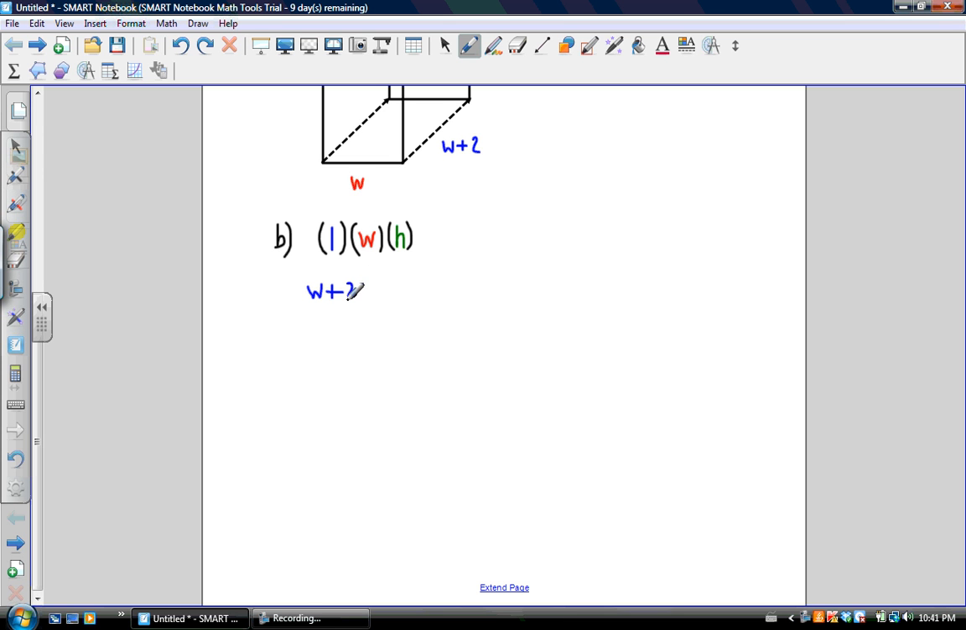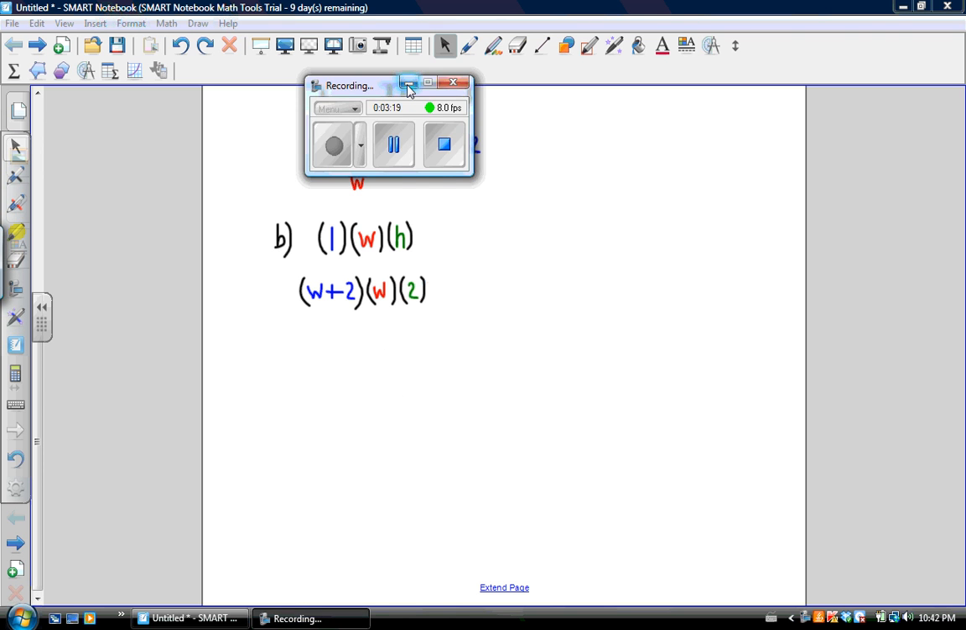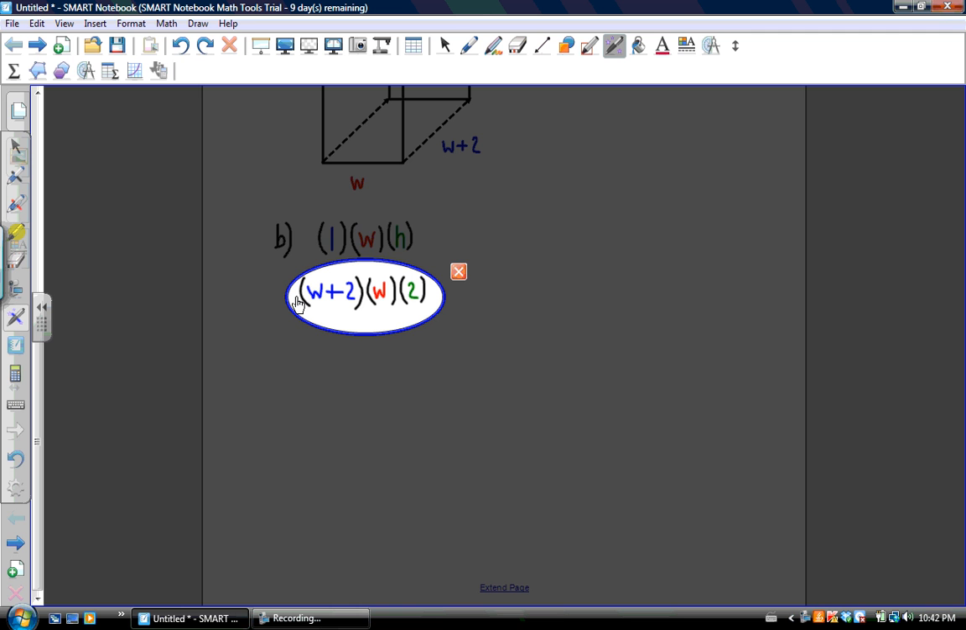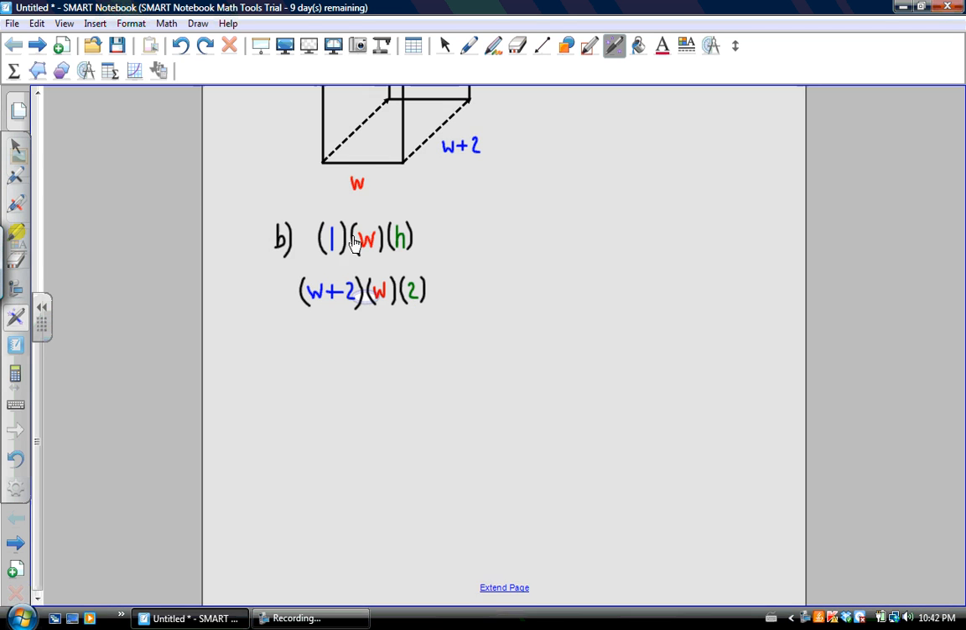W plus 2, our length, and our W, our width, and finally 2, which is our height. This right here is our formula. You can write it any way, W first, 2 first, whatever, but this is our formula, which has not been expanded. This is just expressing the volume as a product.